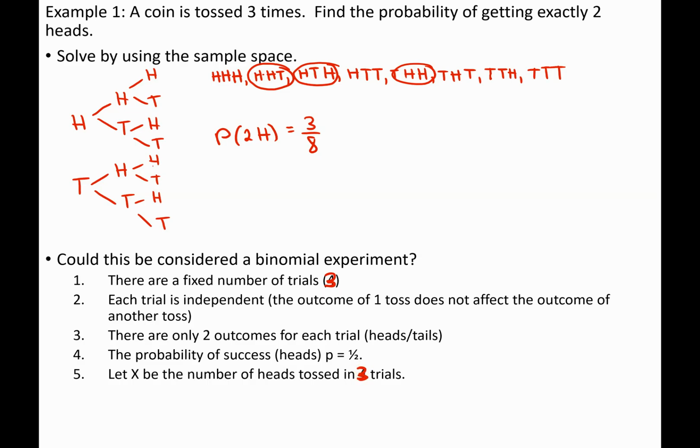I had changed my example. I fixed it on your sheet, but for some reason I didn't fix it on mine. So X is going to be the number of heads tossed in those 3 trials is what we're looking for. So this one could be considered binomial. So instead of having to draw out the sample space, we can come up with our formula and make these a little quicker, a little easier.